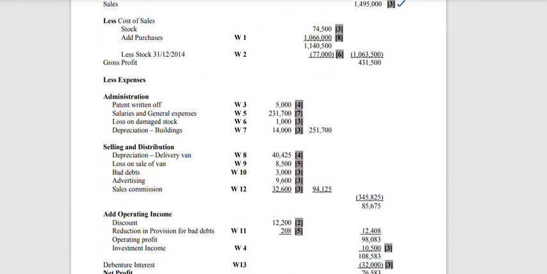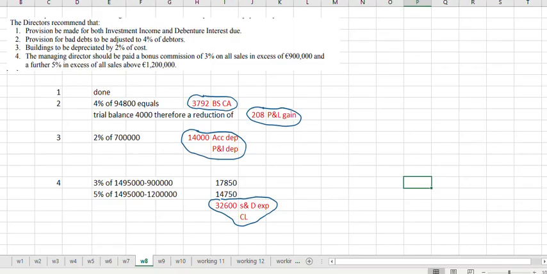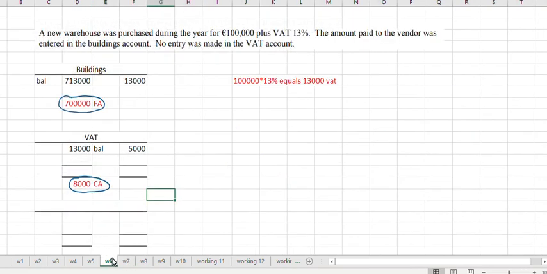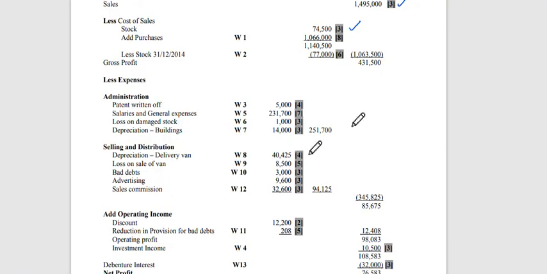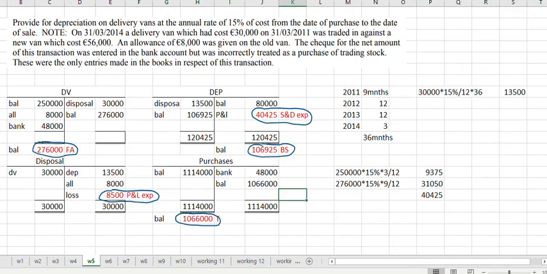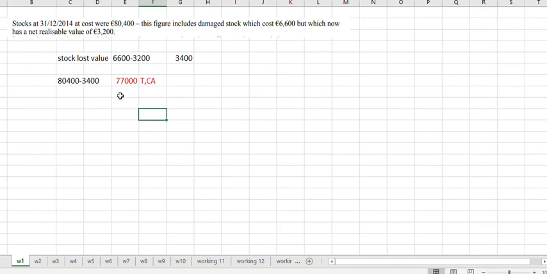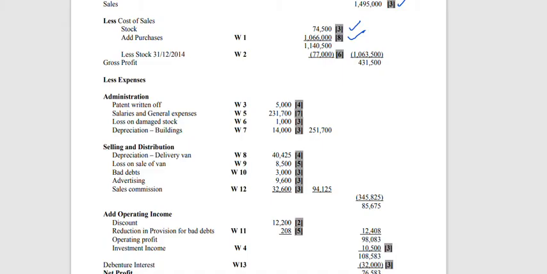Okay. If we look at these figures here, our stock figure didn't change from the trial balance. Our purchases figure, I think one of the last notes we did, and just look back through the notes, we have a purchases figure here, 1,066,000. That's worth a whopping 8 marks. And our closing stock figure of 77,000, I think that came from note number 1. So again, that's worth 6 marks.